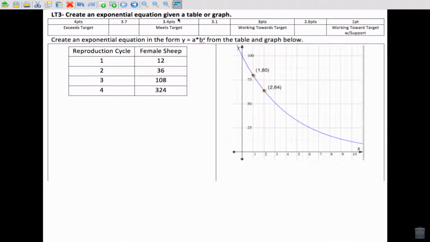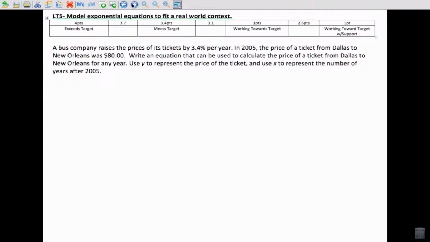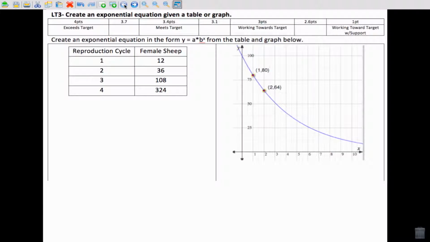This is the retake video for learning targets 3 and 5. If you want to just retake 5, then I would maybe zoom ahead until you see me start talking on this screen, okay? But for those of you that need LT3 or both, we're going to start here.